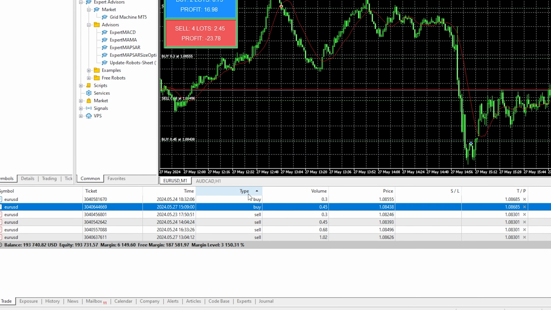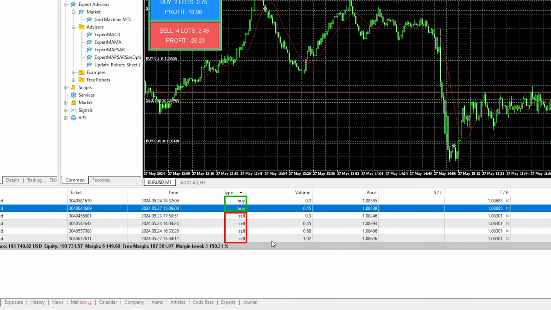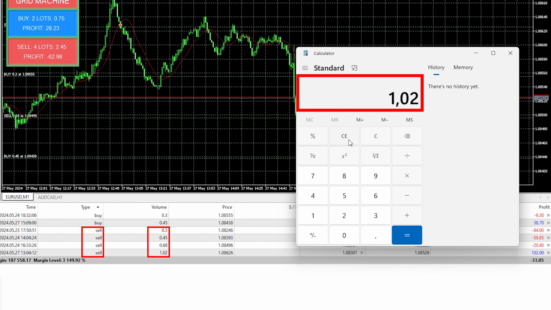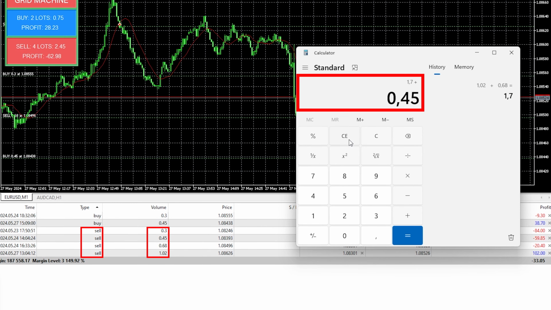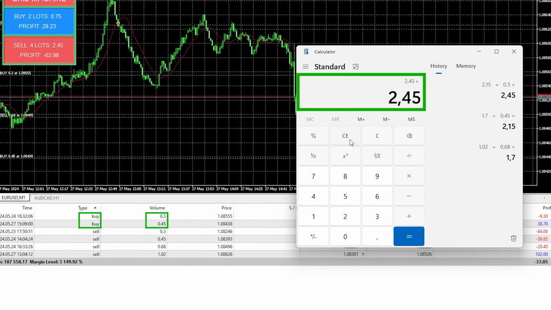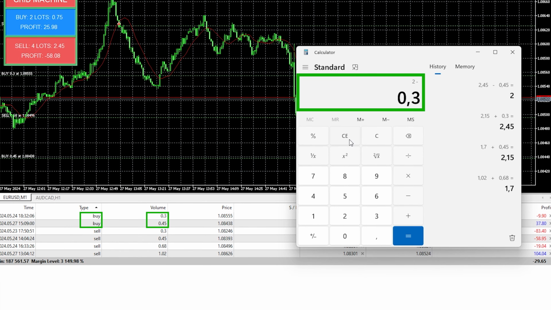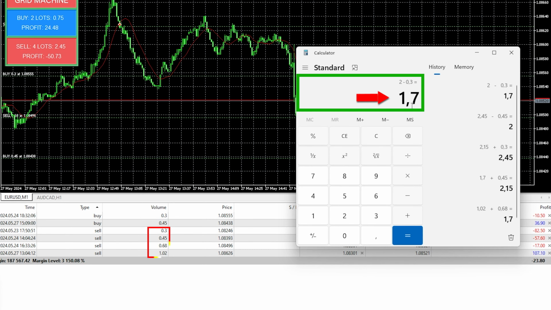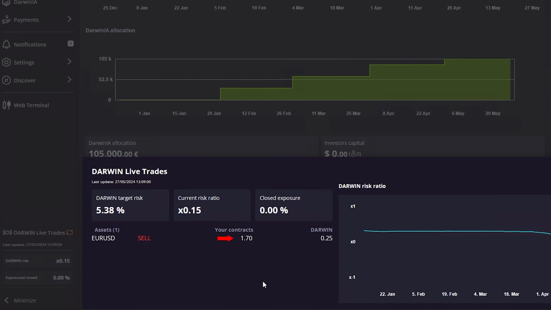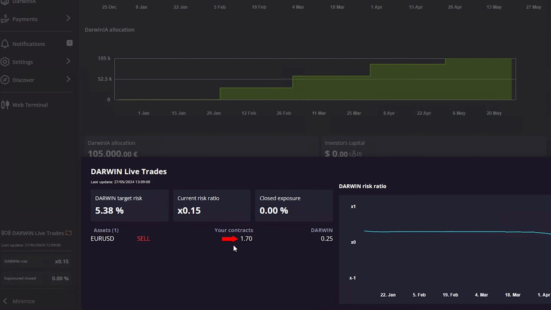And if I switch to the MetaTrader platform, you will see that I have 2 long trades and 4 short trades. In total, I have 1.02 short trades plus 0.68 plus 0.45 plus 0.3, and I have long trades, so I will deduct 0.45 and I'll deduct 0.3, and you see that in total I have 1.7 lots on the short side, and this is exactly how much I see on my Darwin.